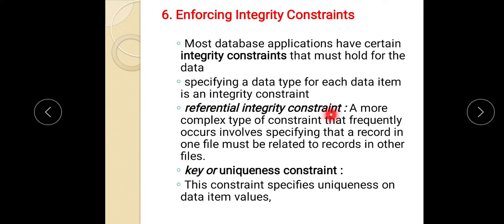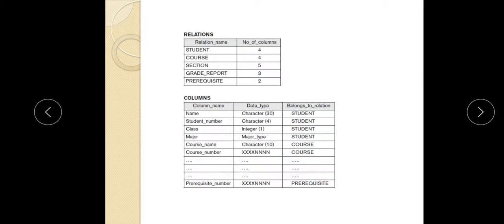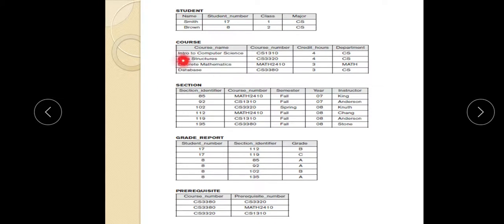Another type of integrity constraint is the referential integrity constraint. Referential integrity constraint means that one field in a table can be referenced to another table. I will explain that to you. Look at this table. This is a huge database with various tables: student, course, section, grade report, and prerequisite. Look at the course and section tables; both have a similar attribute called course number. This means the course number in the course table is referring to the course number in the section table. So there is a reference.